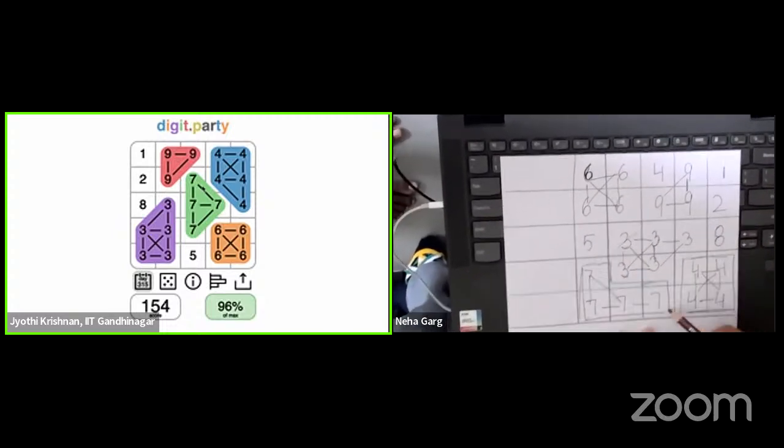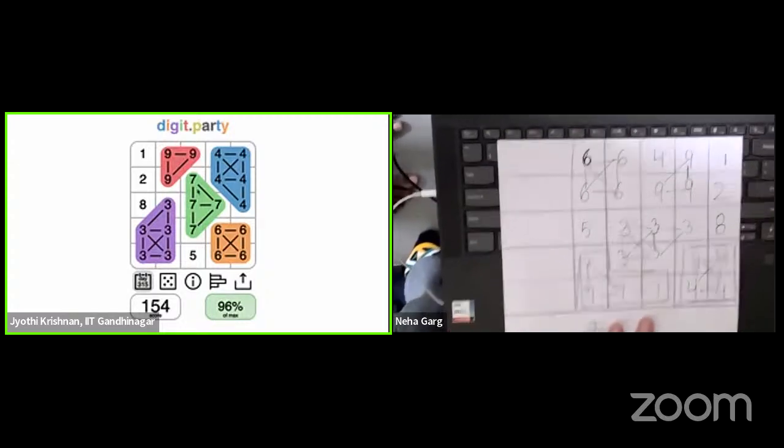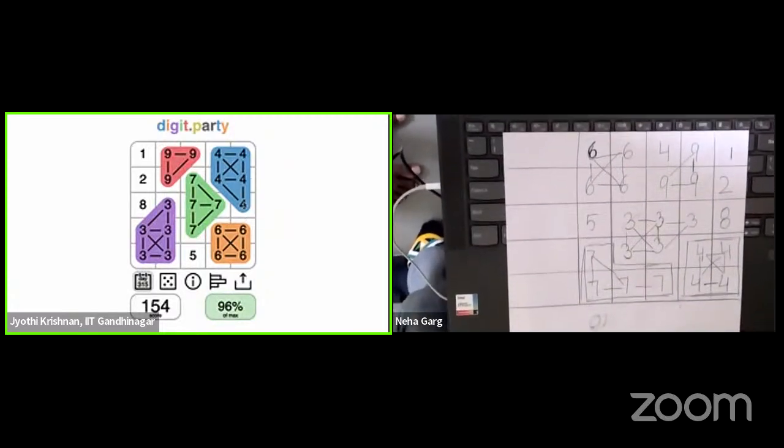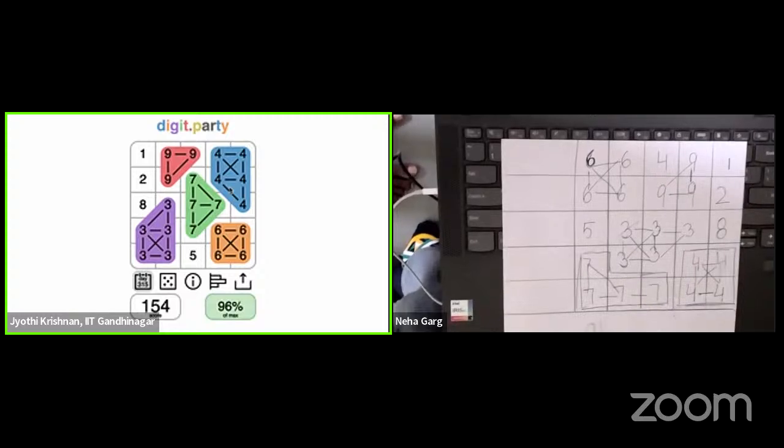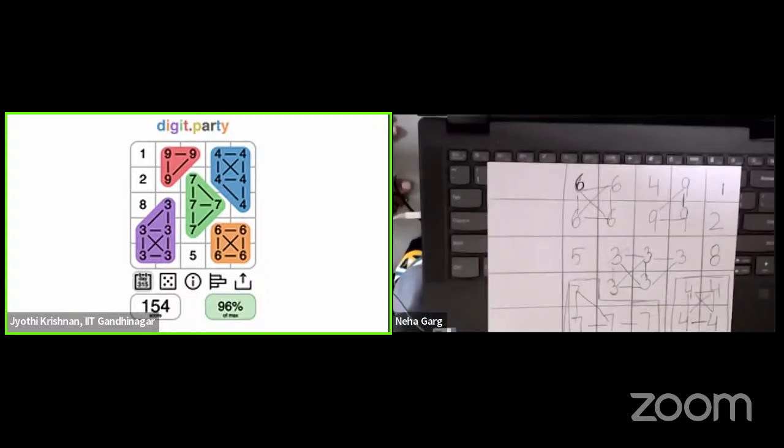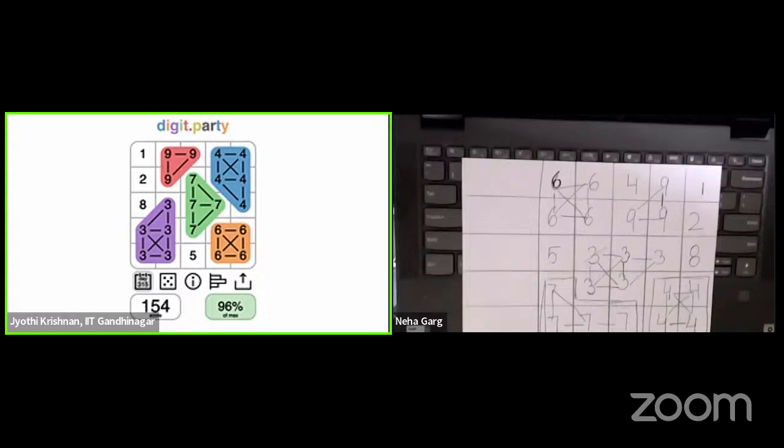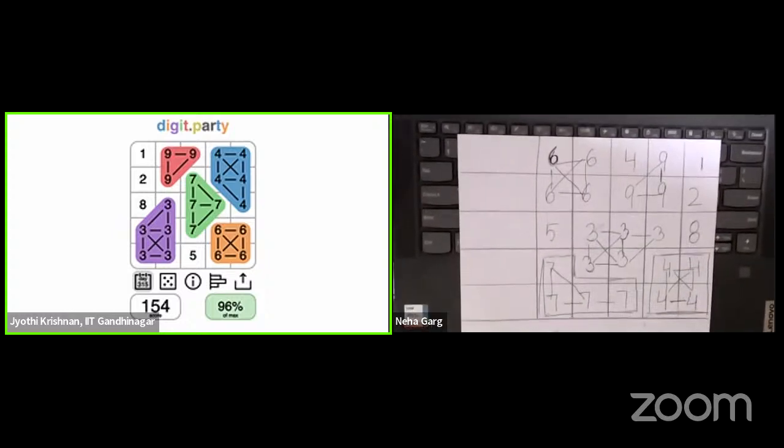Okay, so if you look at only the 7 pattern and the 4 patterns were different for the 2 of us. So what is the difference in the score between Neha's and mine?